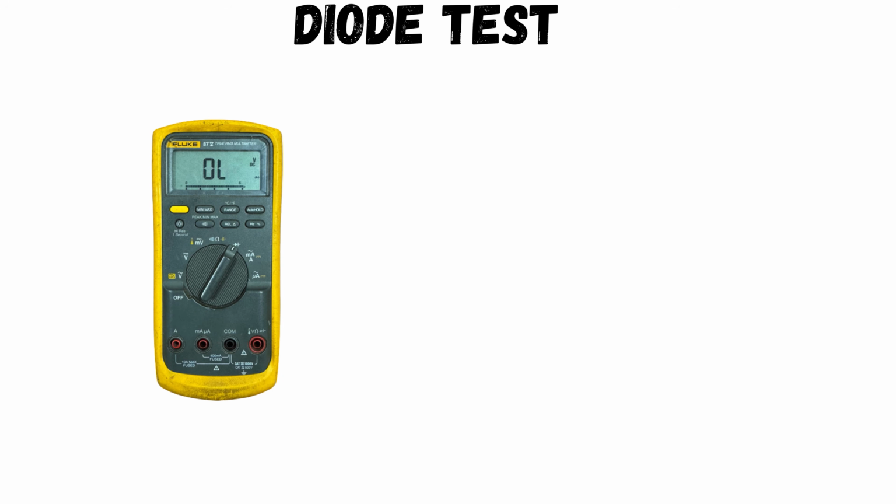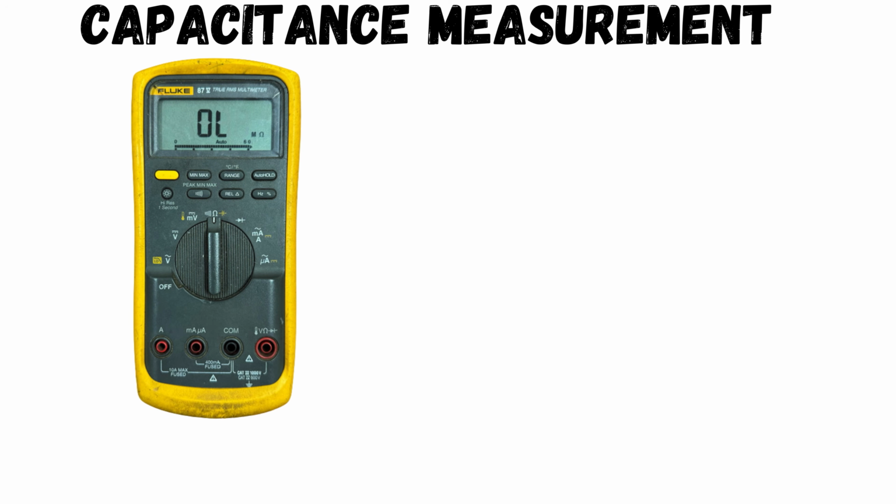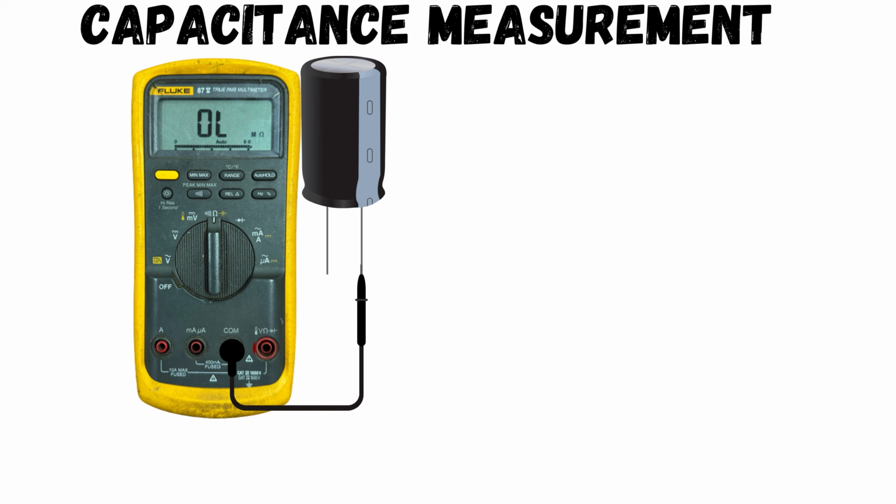Diode test. 1. Switch to diode mode, set the dial to the diode test function. 2. Measure, touch the probes to the diode leads. The multimeter will show the forward voltage drop or indicate if the diode is working. Capacitance measurement, if applicable. 1. Set the dial, choose the capacitance setting. 2. Prepare capacitor, discharge the capacitor before measuring. Connect the probes to the capacitor terminals. 3. Read value, the capacitance value will be displayed.